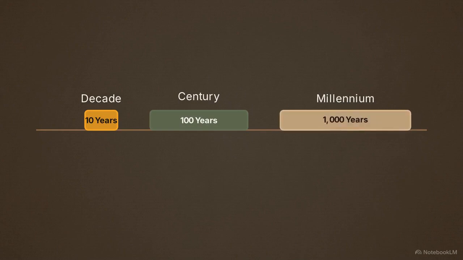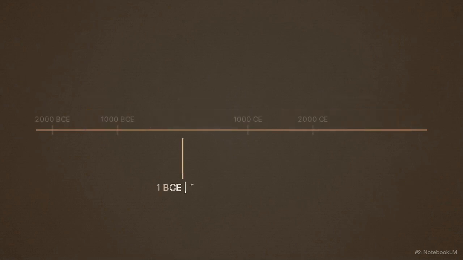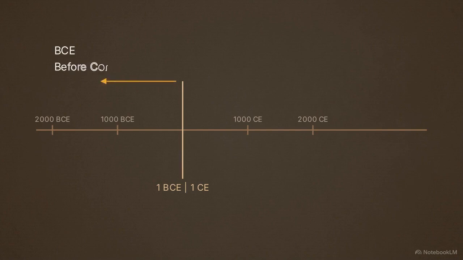To orient ourselves on this map, we use a central dividing line. Everything prior to the presumed birth of Jesus is labeled BCE, or Before Common Era. Everything after is CE, or Common Era.